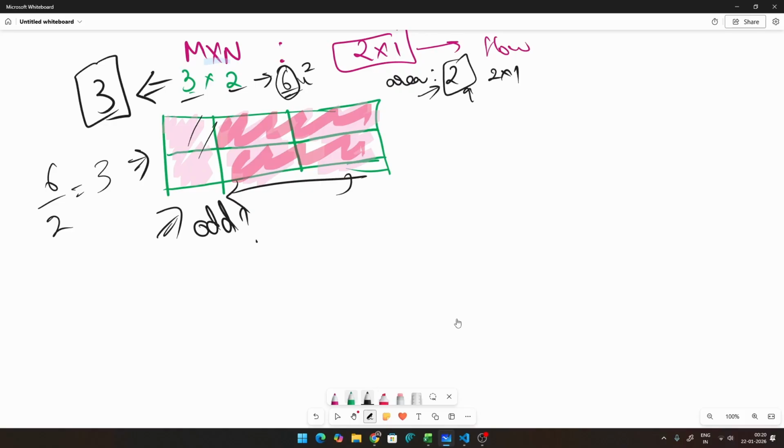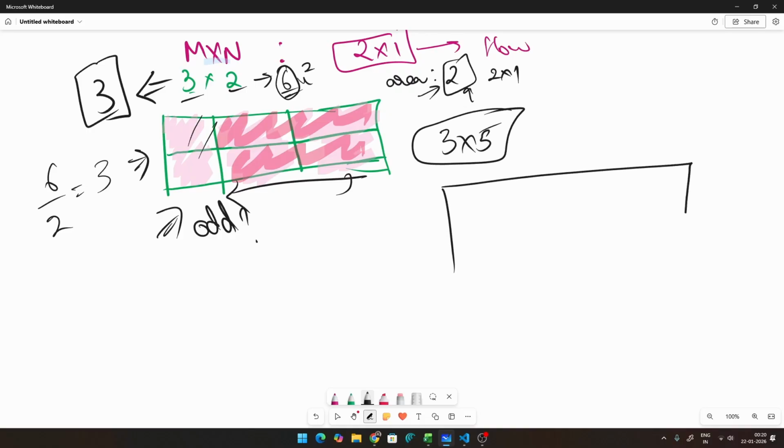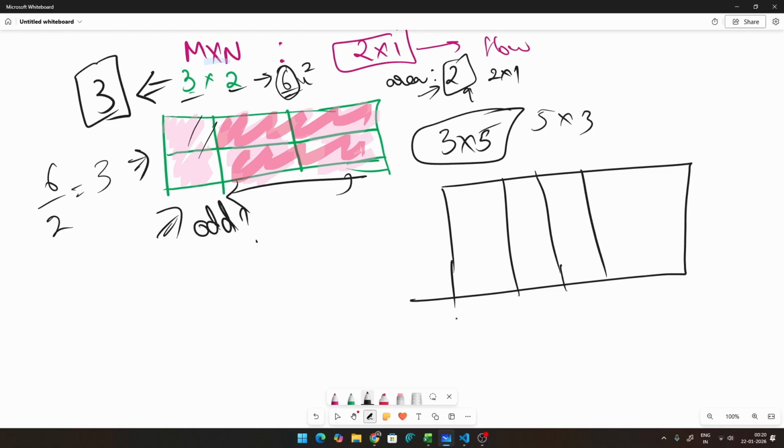Let me go ahead and take another example. Let's say 3 cross 5, right? And m cross n is 3 cross 5. Okay, so now I'm going to do 5 cross 3. Let's do that. So 1, 2, 3, and then 4. So it's 5, and then 1, 2.